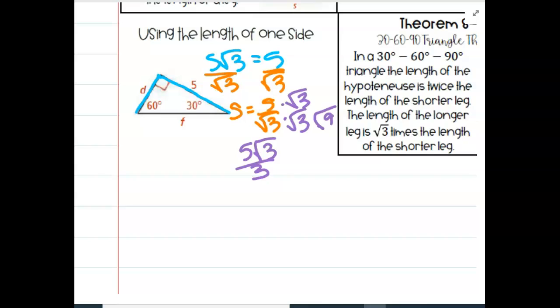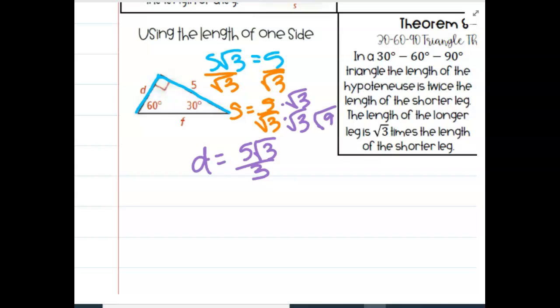Now, just like I said, you can multiply things on the outside with things on the outside. You can multiply things on the inside with things on the inside, but you can't mix and match. It's the same thing when simplifying and dividing. So although you might be tempted to divide up these 3's, that 3 is inside, that 3 is outside, you can't simplify those. So this is what S is. This is the shorter side of your triangle. That's what D is.